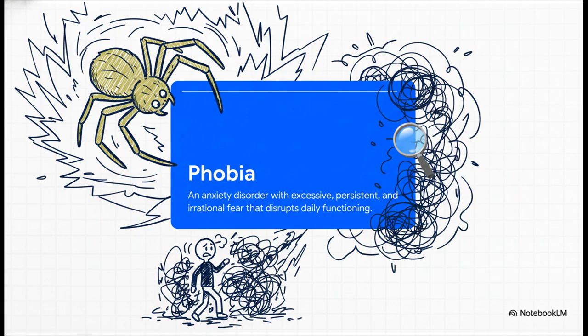Okay, so what makes a phobia a genuine clinical diagnosis? It's not just not liking spiders. The keywords you absolutely have to use in your exam are excessive, persistent, and irrational. And that last part is key. It has to significantly disrupt daily functioning. Think about someone with a phobia of birds. They might literally refuse to leave their house, miss out on work, avoid parks. The fear is so huge, it completely takes over their life.